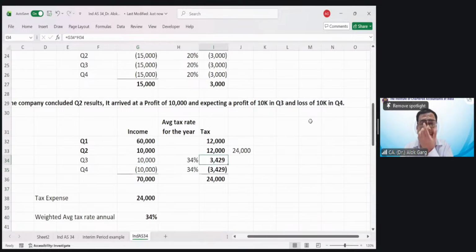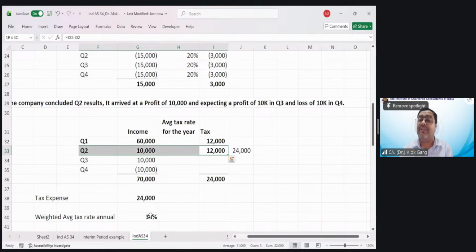My dear friend, how should I apply my tax? In quarter 1, I have already applied 12,000. In quarter 2, I have recorded a total of 70,000 of profit. So what will be my cumulative tax on my cumulative profit up to half year? This multiplied by the average tax rate, 24,000. So the total is 24,000. 12,000 I have recorded, so in the next quarter I have to record 12,000 rupees of tax provision also. Is that clear?